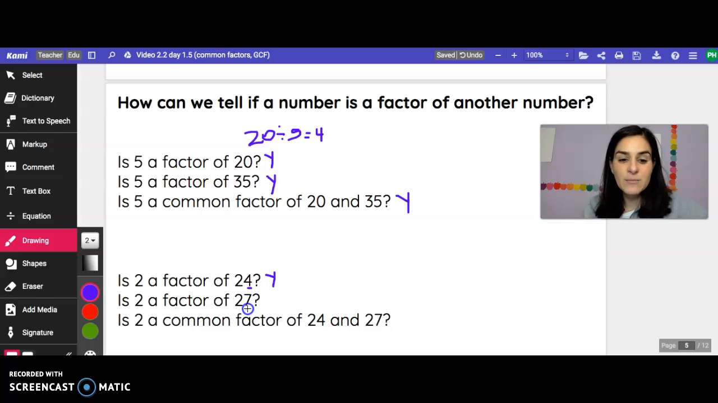This is an odd number. So no, I cannot do 27 divided by 2 with nothing left over. So therefore it's not a common factor because they don't have it in common. So if you're deciding if a number is a factor of another number, you need to ask yourself, can I divide that bigger number by the smaller number and have nothing left over?